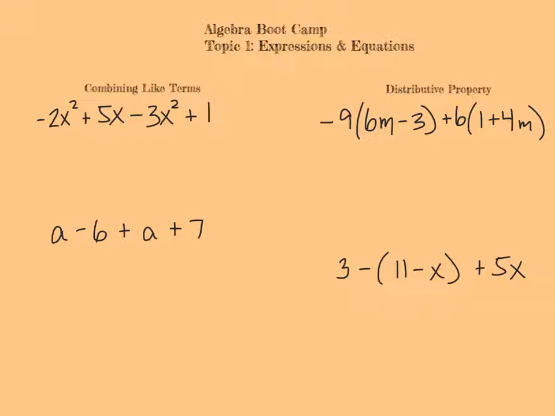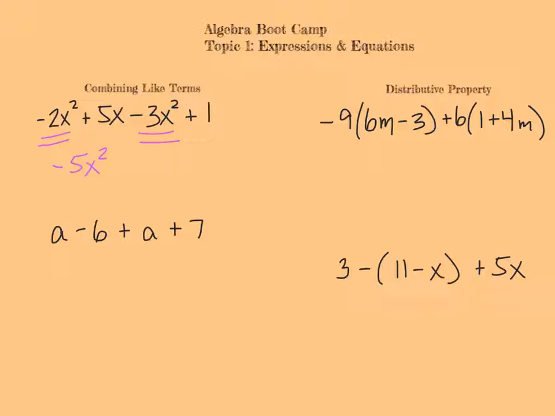Combining like terms just means that we take the ones that have the exact same variable and we combine them. I use the word combine rather than add or subtract because it just depends on the sign. So we have a negative 2x squared and a negative 3x squared, and those are going to combine to a negative 5x squared.